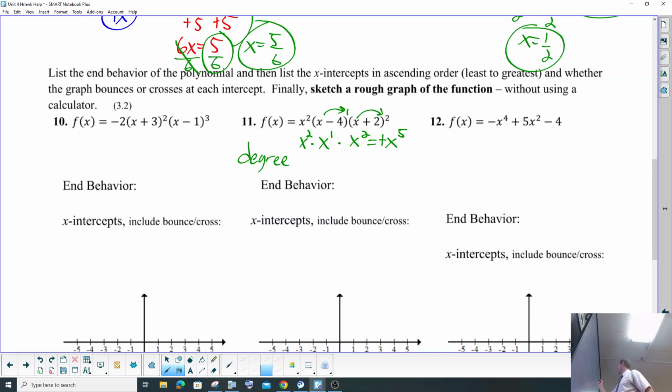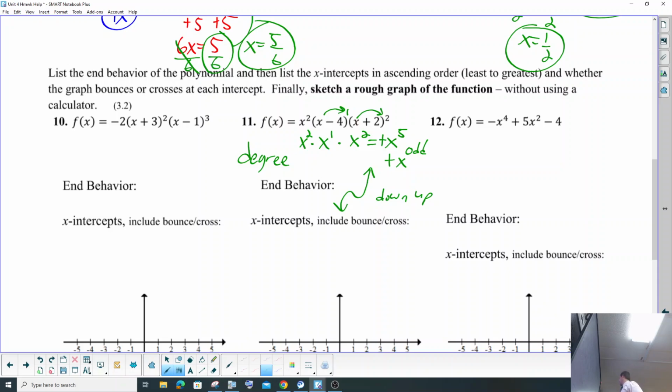So do you remember the end behavior for positive and odd? What's the end behavior, you guys, for positive and odd? Do you remember? It goes down, and then it goes up. Right? It goes down, and then it goes up. Okay, so we use the end behavior now. It goes down and up.